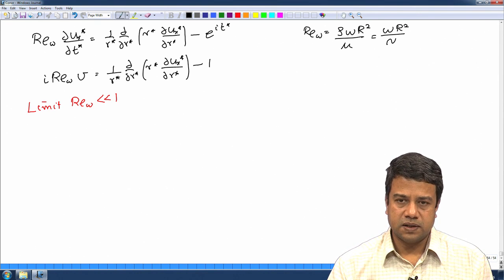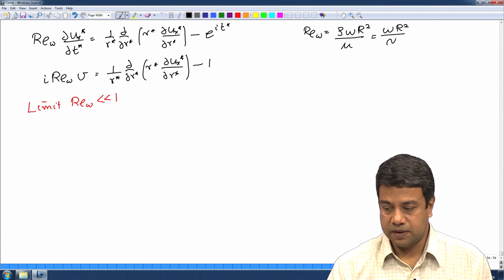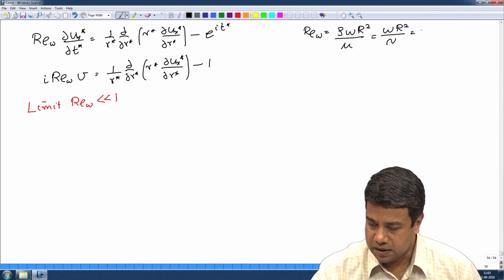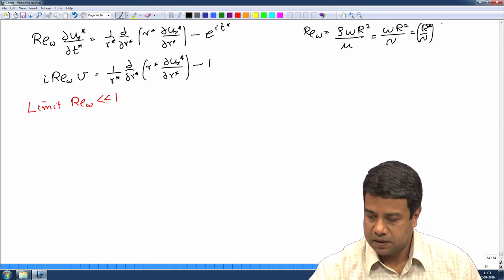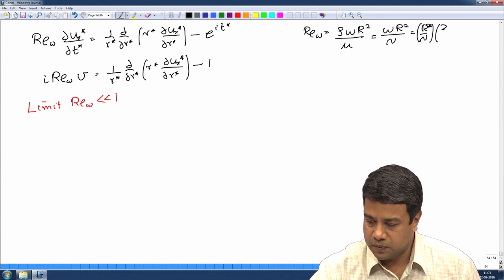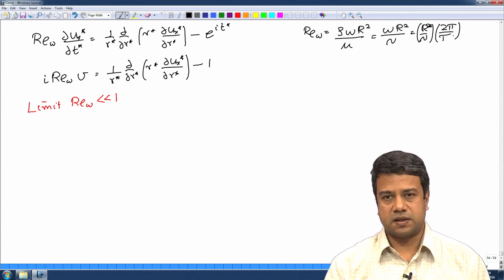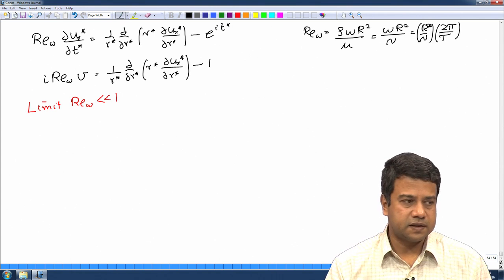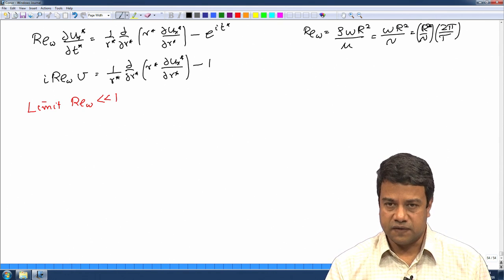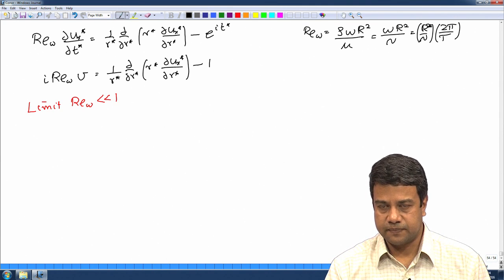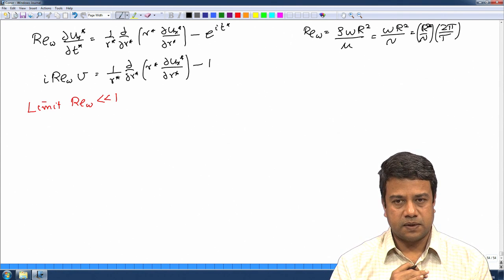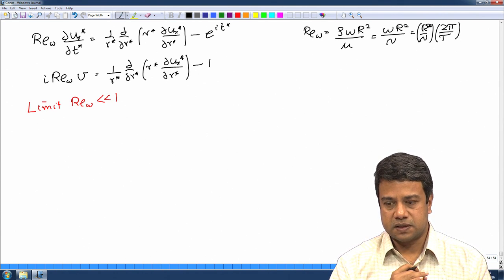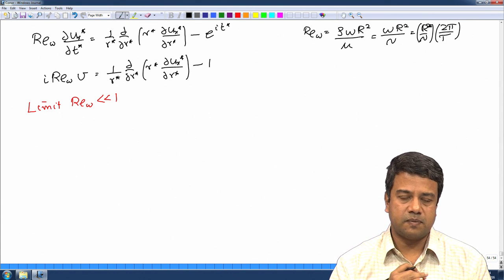R square by nu is a viscous time scale. So, I can write this as R square by nu, which is a viscous time scale, the time it takes for momentum diffusion across the radius of the pipe, times omega, which is 2 pi divided by the time period of the oscillation. So, this is the physical interpretation of this Reynolds number: the viscous time scale divided by the period of the oscillation. In the low Reynolds number limit, this viscous time scale is much smaller than the time period of the oscillation.